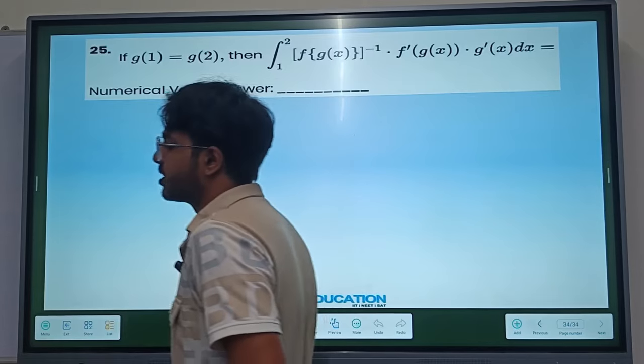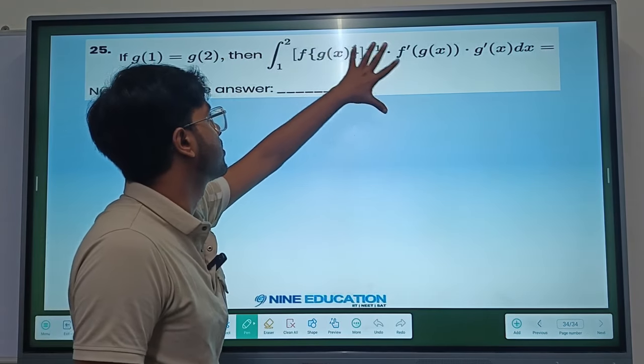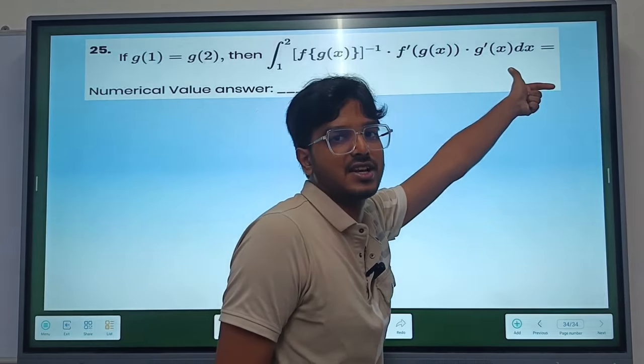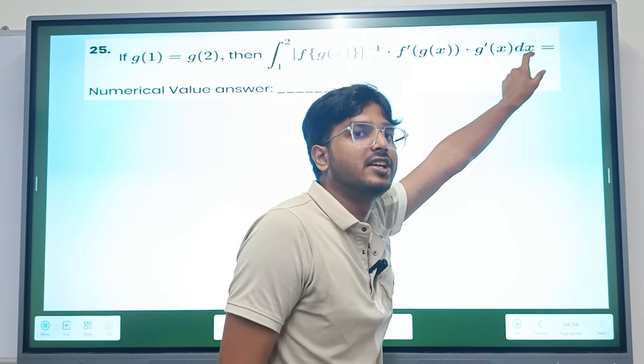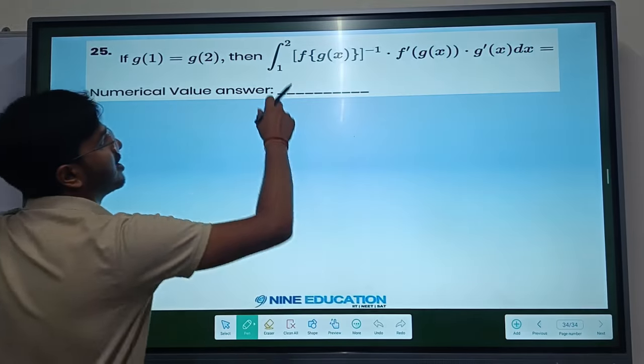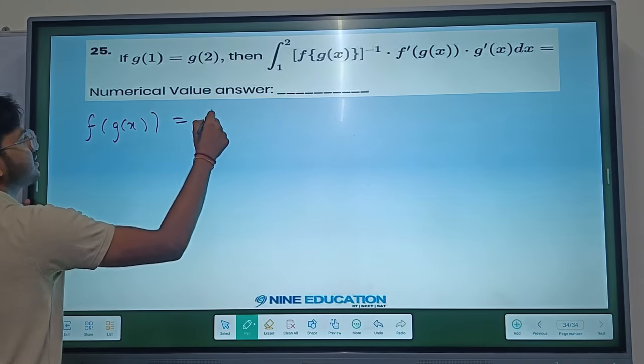Alright, last question. What is given? g of 1 is g of 2, and you have to find the integration of this whole thing. Now look here, g dash x, f dash g dash x. So think, and f of g of x. What if I take f of g of x as t?